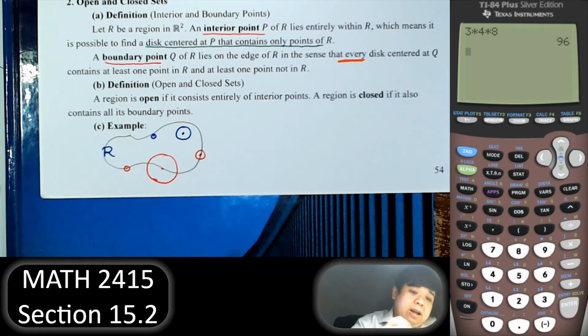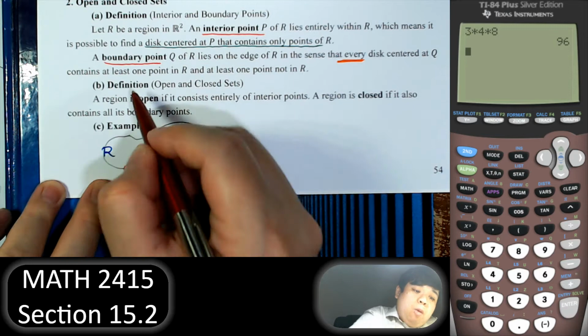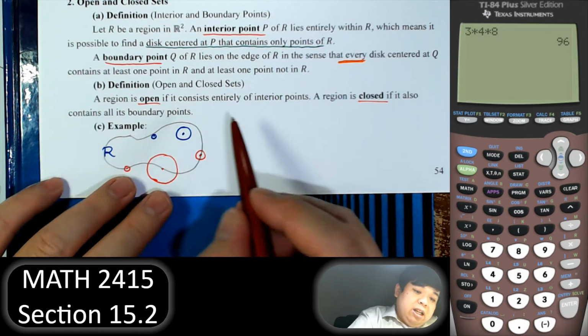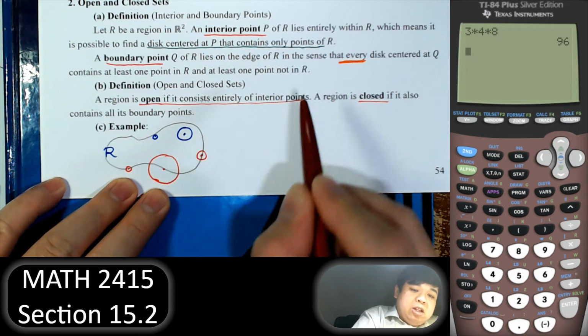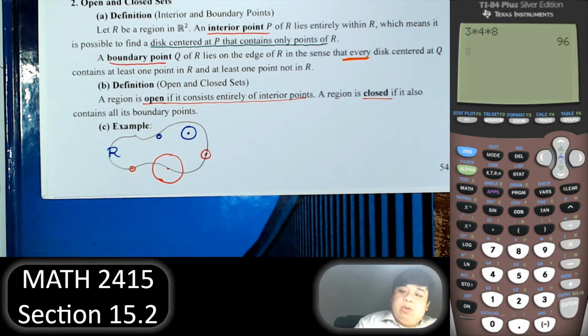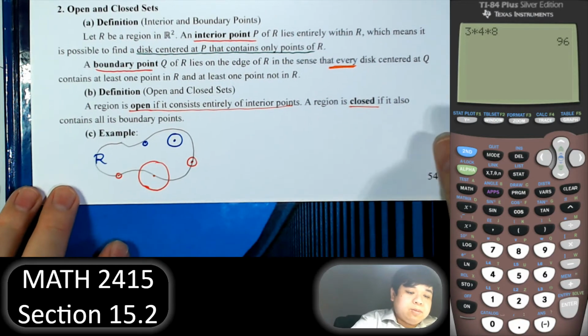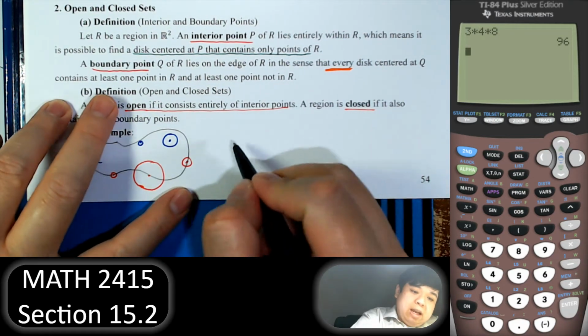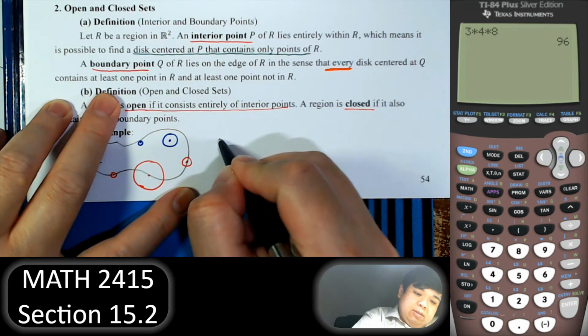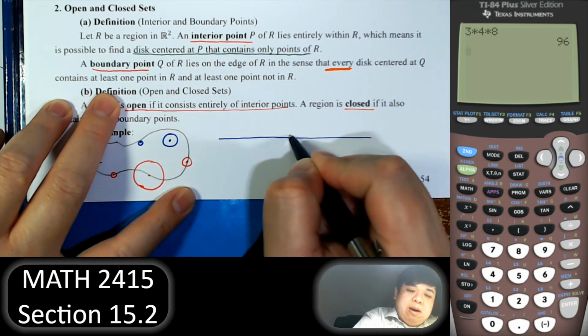All right. Next, an open set and a closed set. An open set is anything that consists entirely of interior points, and a closed set is the boundary points and the interior points. So I'll give you an example here. Or we can think about this in one dimension.